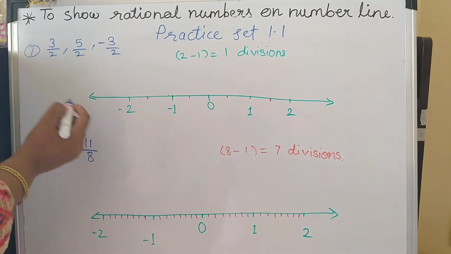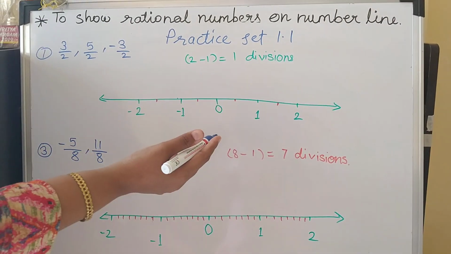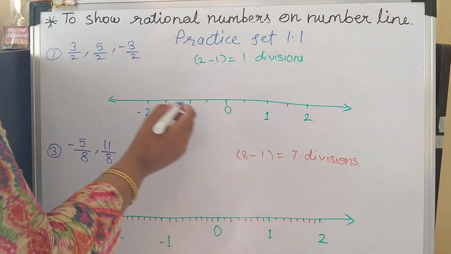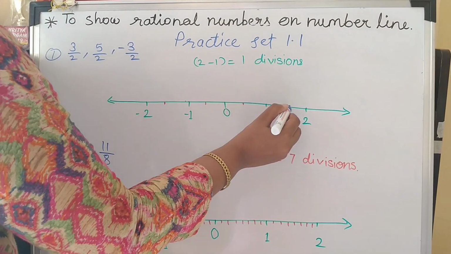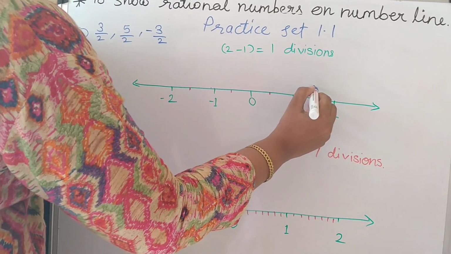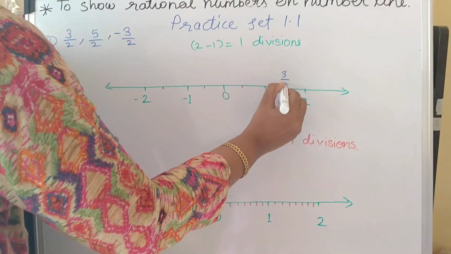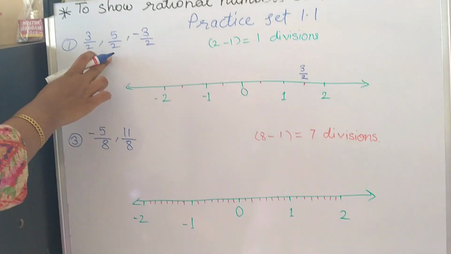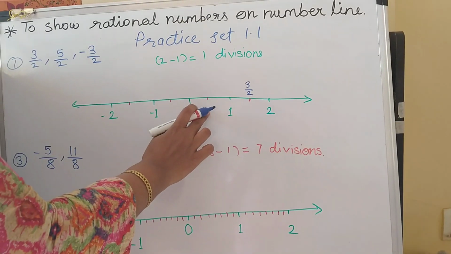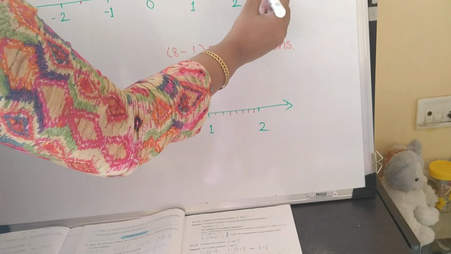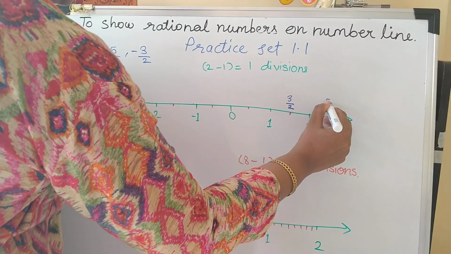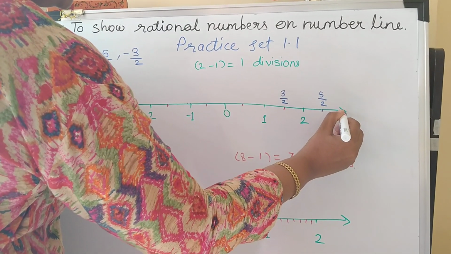Now see first number 3 by 2. It is on the right side of the number line. Count the divisions. First division 1, 2 and 3. Here you will get the first fraction 3 by 2. Then the second fraction 5 by 2. 1, 2, 3, 4 and 5. Here you will get 5 upon 2.